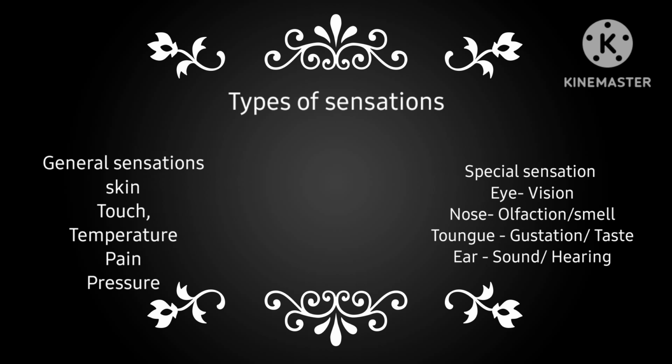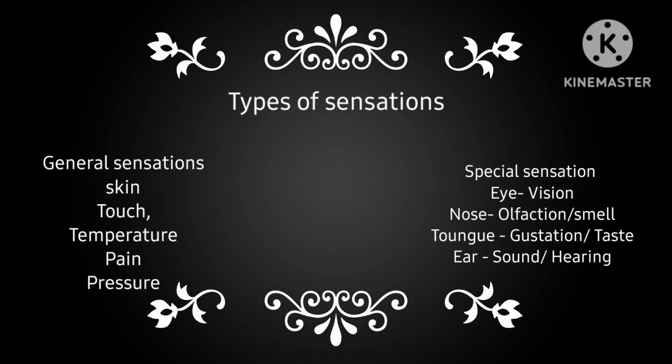Here there are two types of sensations we can categorize. One is general sensation and another one is special sensation. Under general sensations, we will take skin as an example. It receives touch, temperature, pain and pressure, etc. type of sensations. Why do we call this a general sensation? Because every part of the body can perceive these sensations, so it is a generalized sensation.